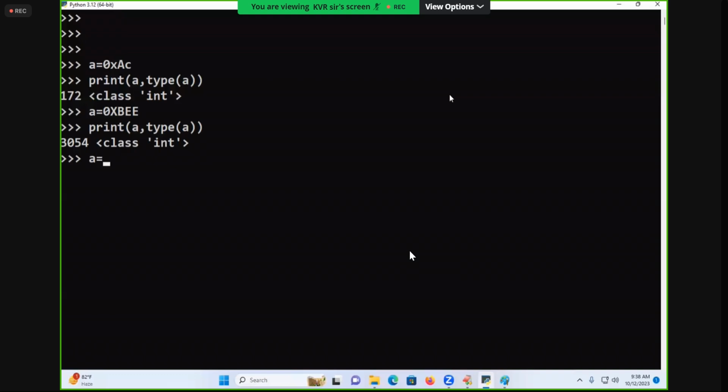They will ask you 0x FACE. Face. Not our face, Python face. Is it valid or not? Valid. What is the answer? How do you do it? 16 cube, F into 16 cube, A into 16 square, C into 16 to the power of 1 plus E into 16 to the power of 0. Guys, are you following? Yes.